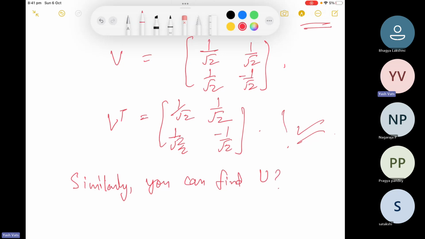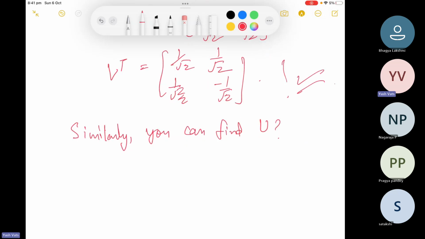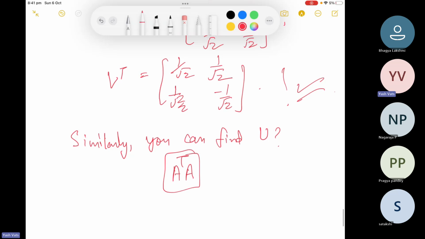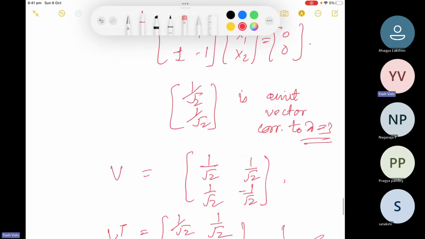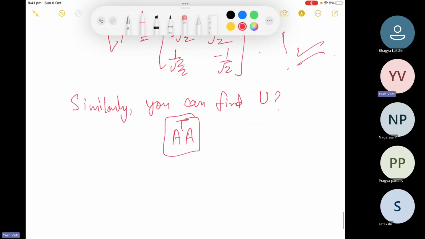U. What is U? Anyone? What is U? U is A transpose A. Is it right? No, A transpose. So you have to do the same process for this. All right.